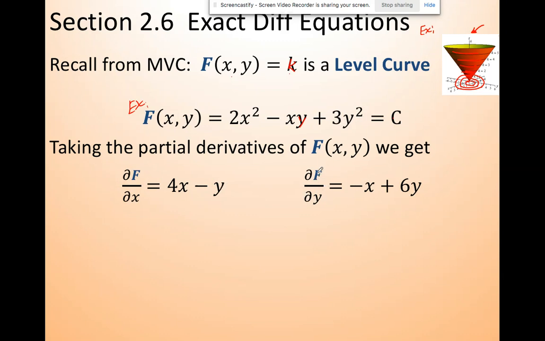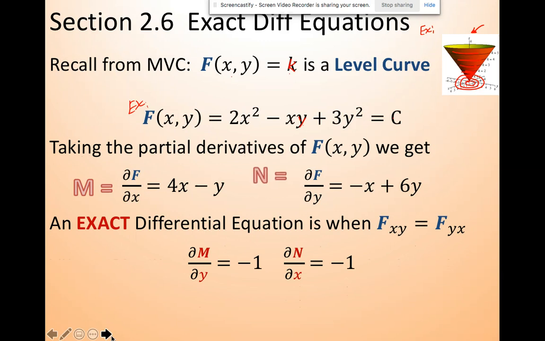What happens when you take the partial of f with respect to y? This term goes away because it's only in terms of x. You get negative x, because now you're taking the derivative with respect to y. So what is the derivative of a constant times a function? Well, it is the constant, negative x, and then of course plus 6y. I'm going to call that M and this N. And then I'm going to check to see if I have an exact differential equation.